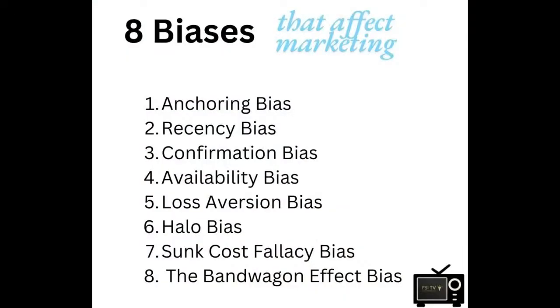So as a quick recap, the 8 biases that I mentioned are anchoring bias, availability bias, confirmation bias, loss aversion bias, halo bias, sunk cost fallacy bias, recency bias, and bandwagon effect bias.